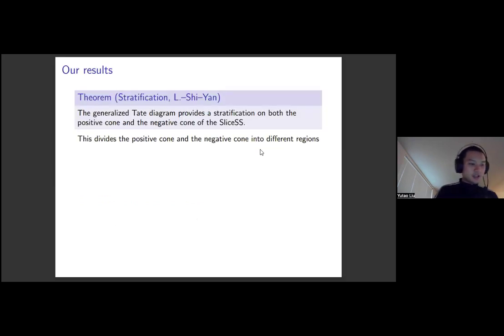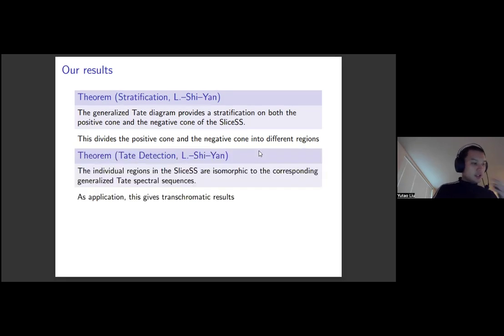Well, so first, we can obtain a kind of stratification on both cones. By applying the generalized Tate diagram, it provides us stratification on both the positive cone and the negative cone of the slice spectral sequence, which divides both cones into different regions. And further, we can detect them with the Tate spectral sequence. After we divide them into different regions, we can study the individual regions in the slice spectral sequence by the isomorphism with the corresponding generalized Tate spectral sequences.